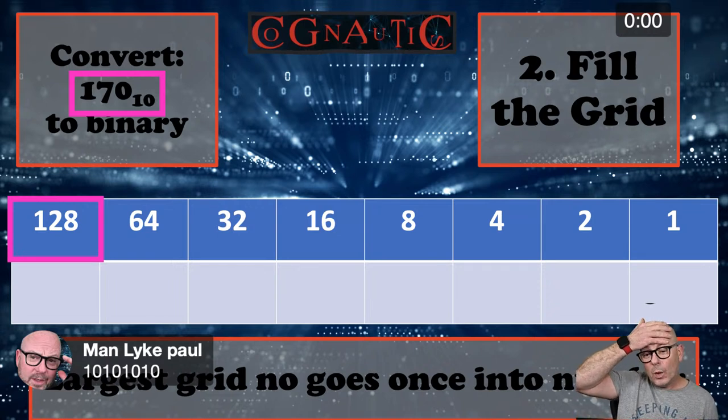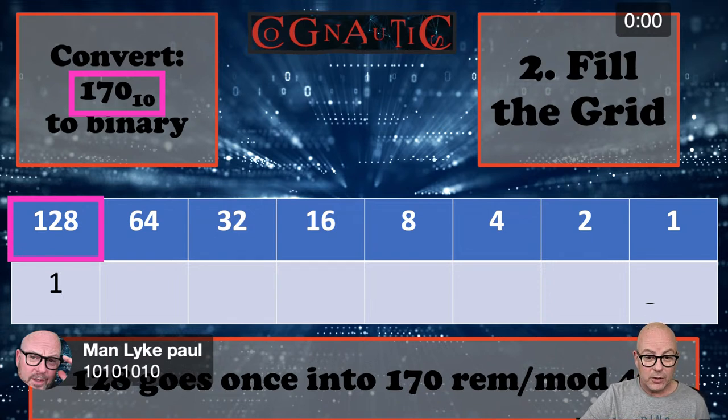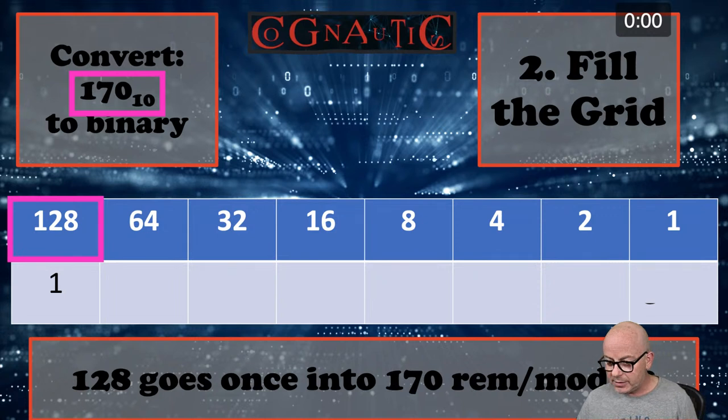So anyway, the point is 128 is the biggest number that goes in once. So guess what you do? You draw a 1 in that column, okay? Then you've got to work out what the remainder is. And let me get out of the way so you can see: the remainder is 42. Ta-da, back in the room. The remainder is 42. And guess what?